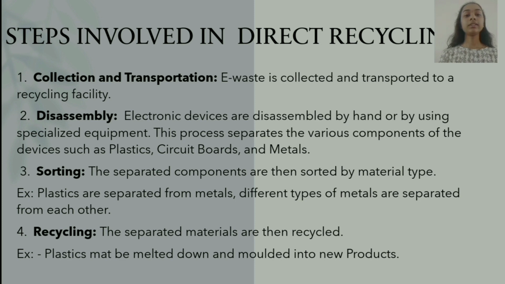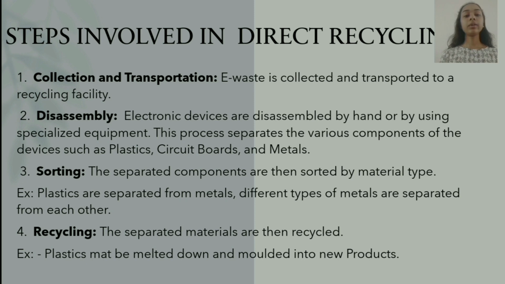Steps involved in direct recycling. The first step is collection and transportation. E-waste is collected and transported to a recycling facility, and the next stage is disassembly. Electronic devices are disassembled by hand or by using specialized equipment. This process separates the various components of the devices such as plastic, circuit board, and metals.